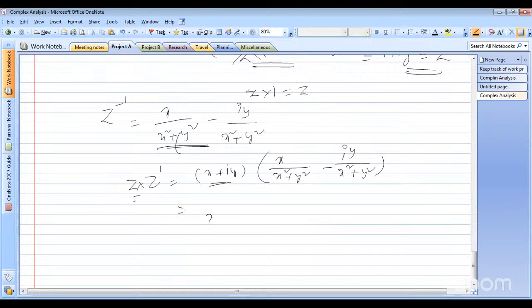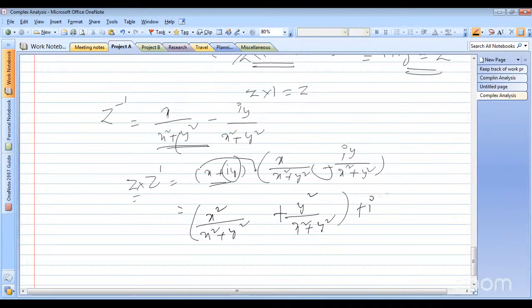We are taking x square, x into x, x into x square plus y square by the denominator. Then iy into iy. That means i square is minus 1. So minus 1 into y, minus into minus is plus, plus y square by x square plus y square. This is the first one, the real part. Then the imaginary part. What is the imaginary part? x into y by x square plus y square, then minus, again xy by x square plus y square, x into y, then x into y.